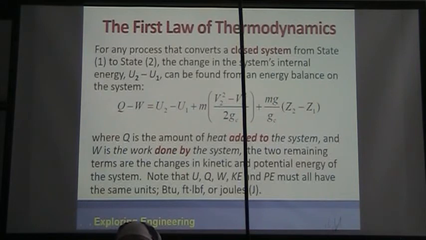All right, so Q is the amount of heat added to the system, and W is the work done by the system. The two remaining terms are the changes in kinetic and potential energy of the system. Note that U, Q, W, KE, and PE must all have the same units, either BTUs, foot-pound force, or joules. All right, so you're probably saying, wait a minute, where does kinetic energy and potential energy come into it? All right, so here is the kinetic energy portion of the equation, and here is the potential energy portion of the equation.